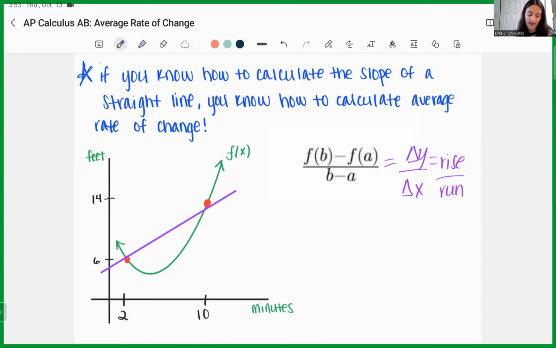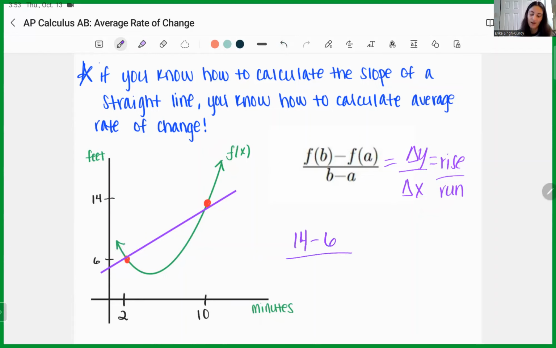So if we were to calculate the average rate of change of this function f of x between 2 minutes and 10 minutes, all we need to do is subtract the y values and then divide that by the subtracted x values. So f of b, that's the y value of the second point. That is the y value of this point, which is 14. And now we need to subtract the y value of the other point, which is 6.